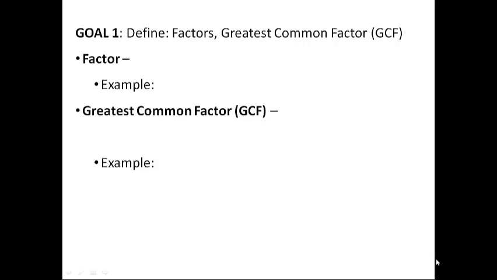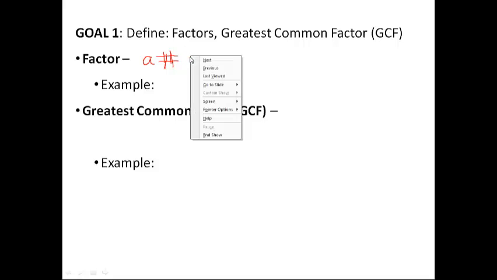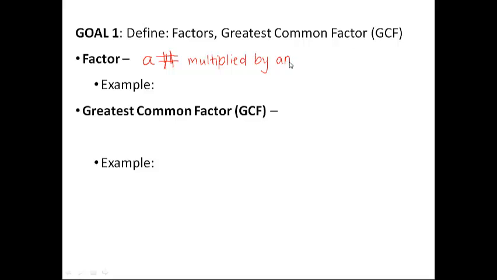Goal number 1 is to define a factor. Okay? A factor is a number. It's not a hashtag, it's a number sign. A number multiplied by another number to get a product. When you multiply 2 factors, you get a product, which is your answer.